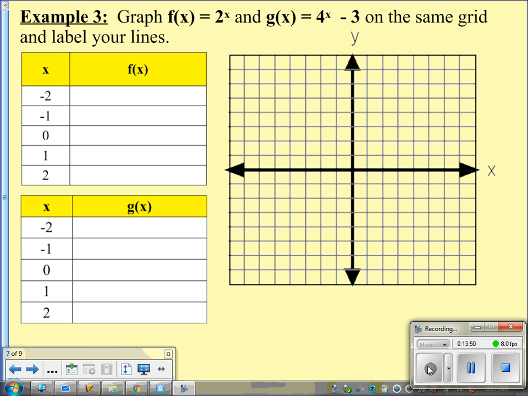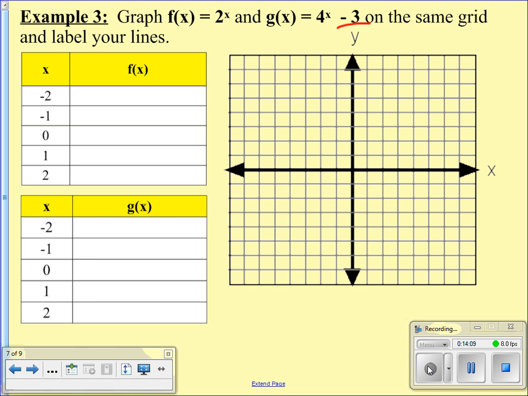F of x equals 2 to the x power, doing 2, then the caret with the x, and then g of x, 4 to the x power, and then pressing over so that I can now make -3 a k value. -3 is not attached to the x. It is my k value telling me my graph shifts down 3 units. Which is also going to help me to get my asymptote for that one and my range.